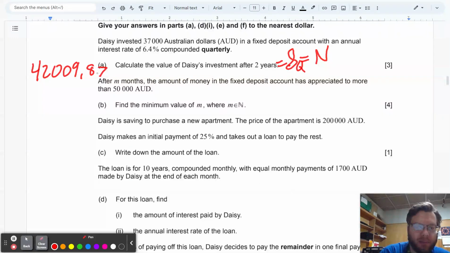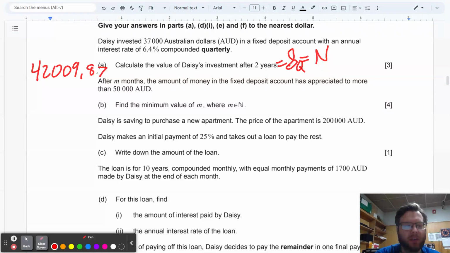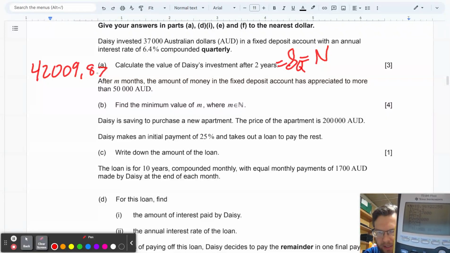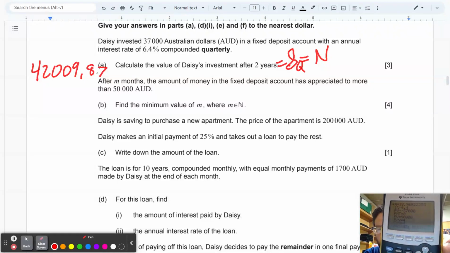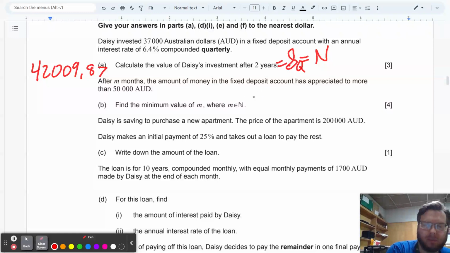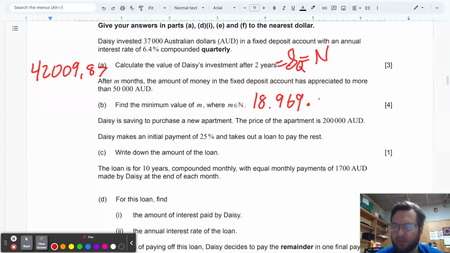Okay, so then after M months, the amount of money has appreciated to more than $50,000. So this time I put 50,000 into my FV and I ask it to solve for N. And what I get is that there are about 18.96 is my N value here. But what we have to be careful about is that this is actually the number of quarters. So if the number of quarters equals 18.969, I need to multiply that to convert it to months.